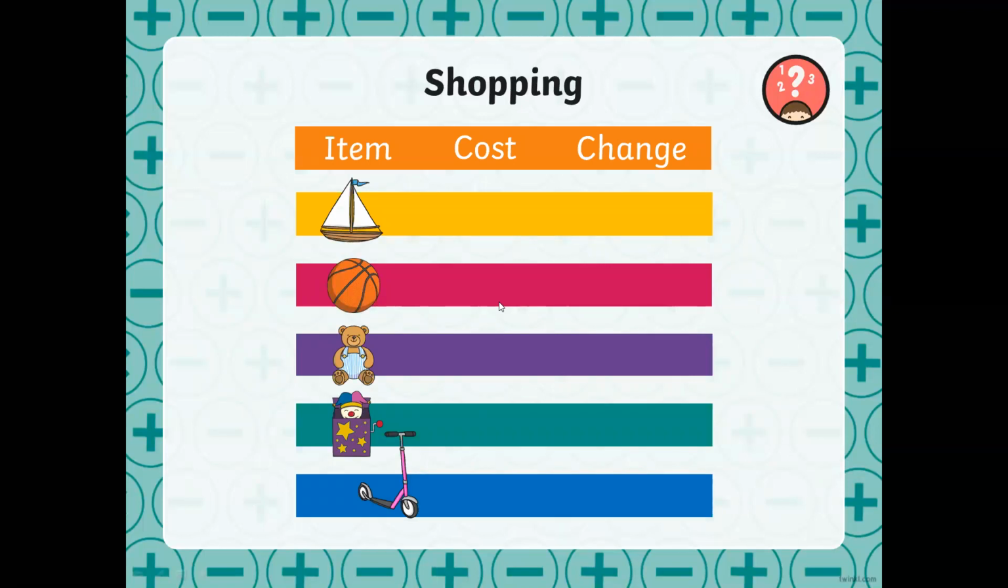Okay, let's see. Here he made a table. He tells you item, cost, change. If I pay $2 for the ship, it will leave me $8 left, so the change will be 8. If I paid $3, I will have $7 as change. If I paid $5, the change will be 5. If I paid $6 for this toy, the change will be 4. If I paid $9, the change will be 1.